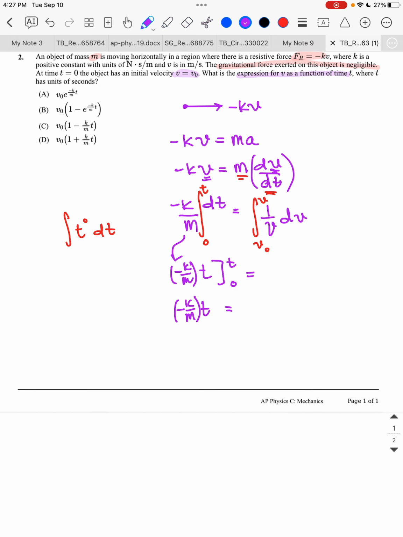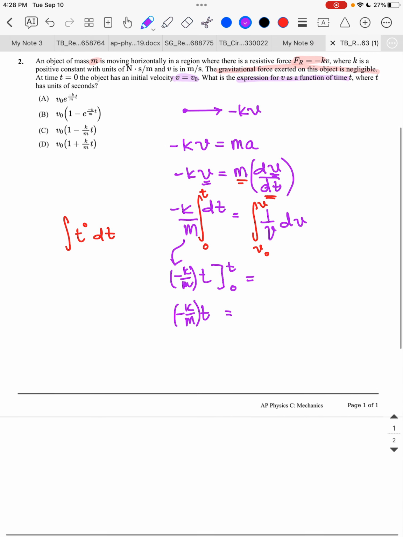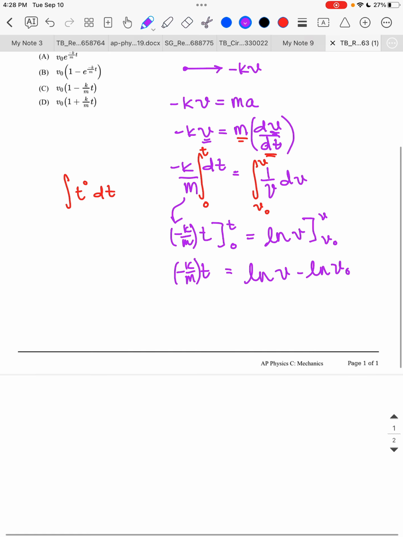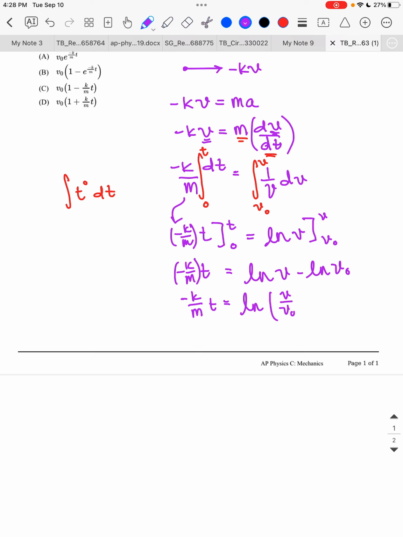But let's work out the left side. This is an integral you want to know. The integration of 1 over v dv is ln v. And we're going from v naught to v, which gives me ln v minus ln v naught. You guys are very familiar, I'm assuming, because you just worked with this stuff, but the property of ln, when you subtract two ln's, is that you can turn them into a fraction.